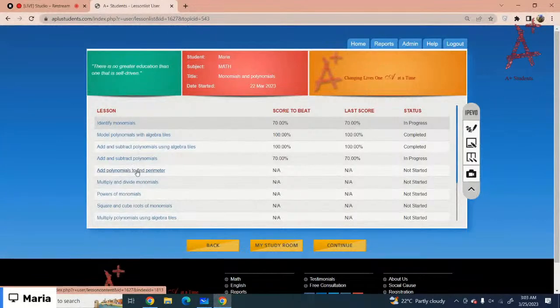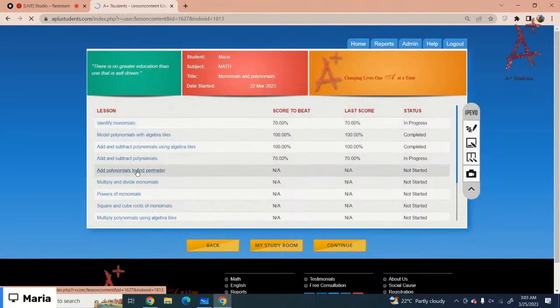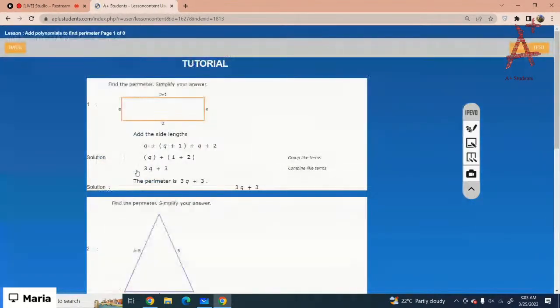Okay, here I'm on grade 8 maths. Chapter is polynomials and monomials. And we're going to start with the lesson, that is add polynomials to find parameters. Got it? So let's just start with the lesson. Okay, let's just start with the first example.